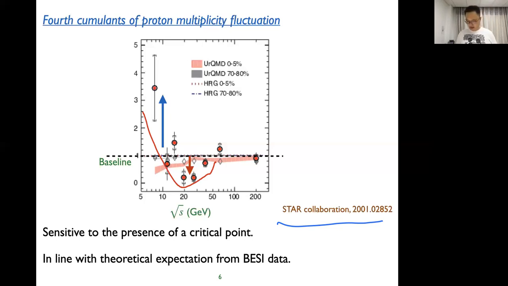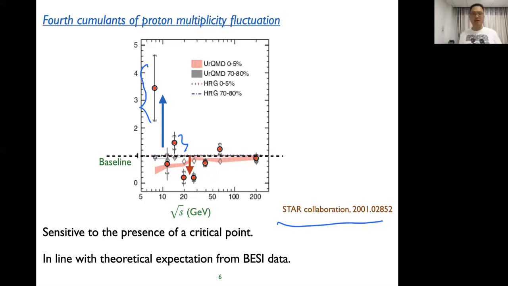I want to make a comment here. Of course, this is something people are very excited about, but at the same time I want to draw attention to these very huge error bars. There is not enough statistics, so these data are definitely just suggestive, and they cannot pinpoint or even give a very definite answer about the presence of the critical point.